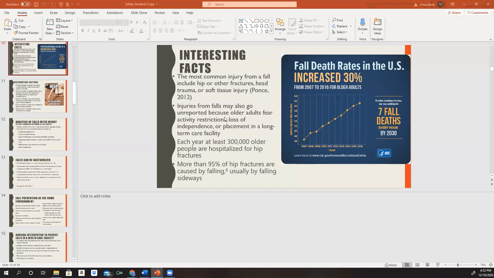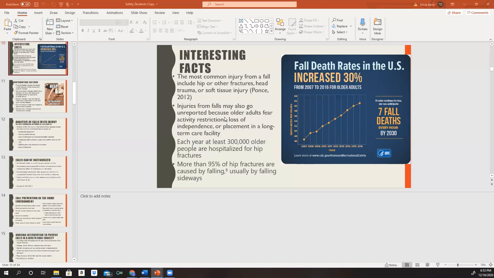And even if they did have a fall, they will tell you over and over again, I'm completely fine, I'm never going to have a fall again, that was an isolated incident. So it makes it really tough when you're trying to provide care for them, because they don't want to lose that independence, or, like I said, be placed in a long-term care facility.